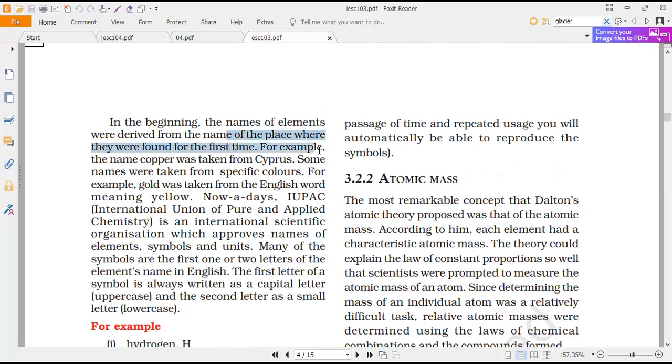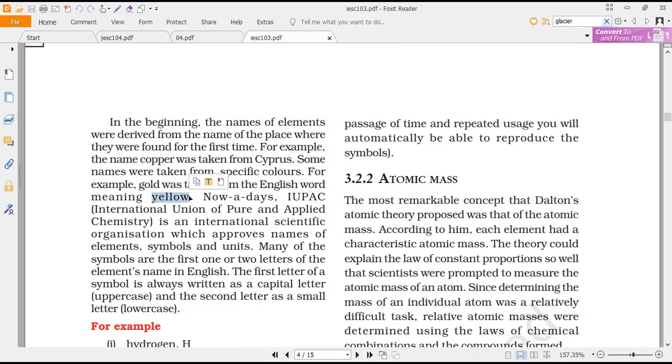Okay, for example, copper was taken from Cyprus, because some names were taken from a specific color, some names were taken from the place where they were discovered, and some names were taken from the English names also. For example, if we take gold, gold was taken from an English word meaning yellow.